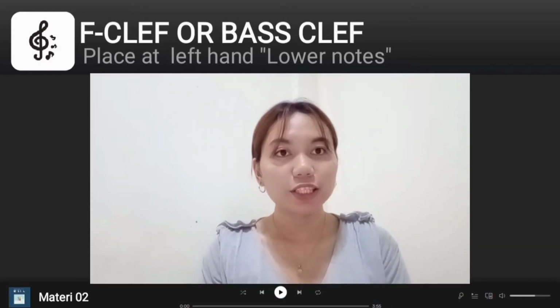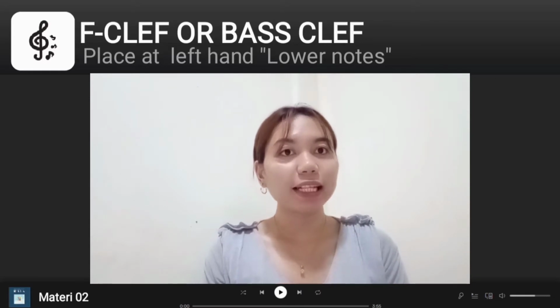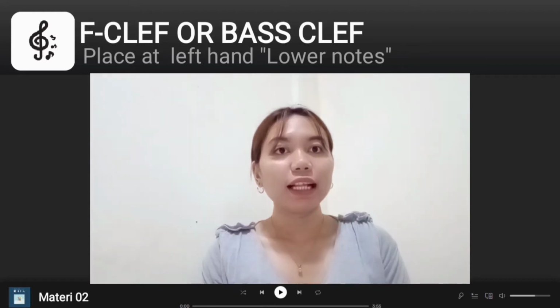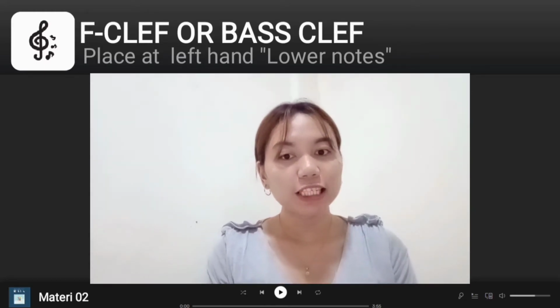So, kung yung G clef or treble clef is the highest range of sound in music, so yung kabaliktaran naman nito is tinatawag na F clef or yung bass clef. It is the lowest range of sound in music. So, ganito naman siya dinadrawing.